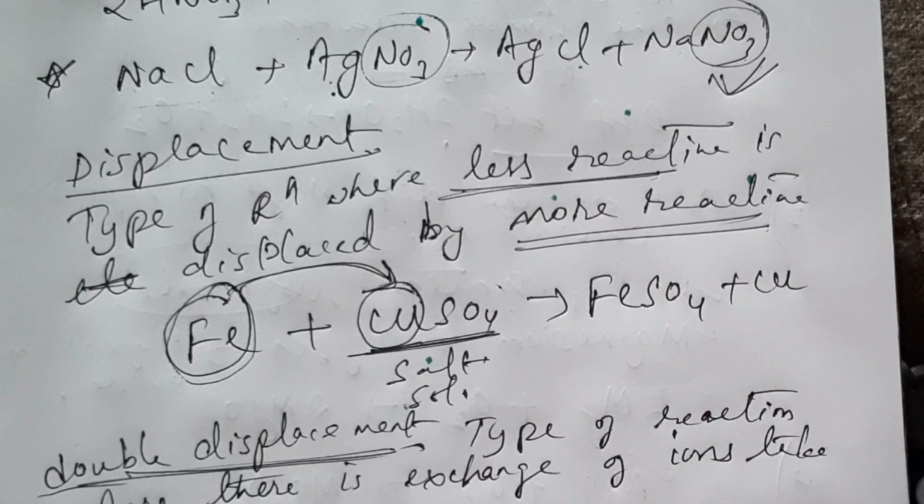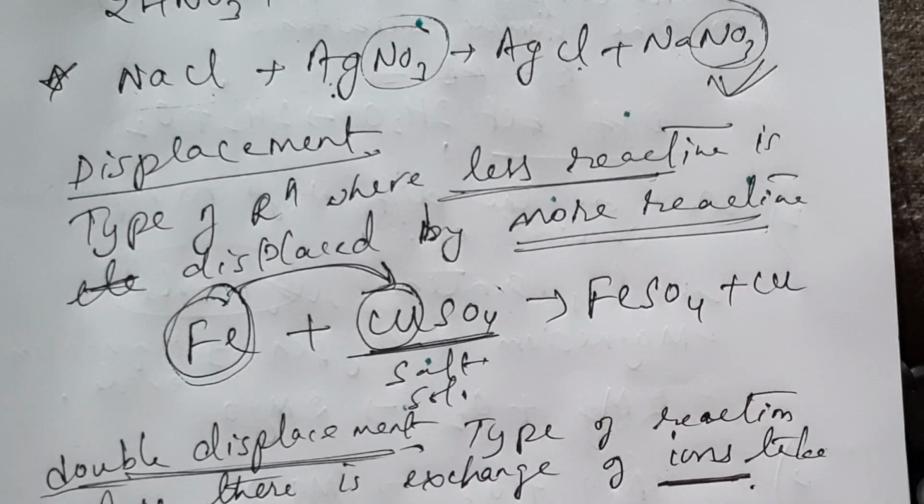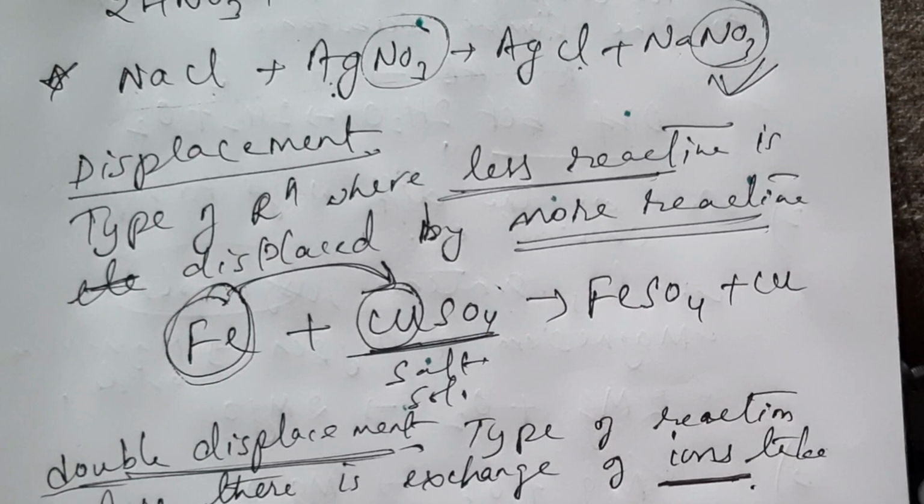So what is a double displacement reaction? The reaction in which there is exchange of ions. You need to mention this point. Exchange of ions taking place is called a double displacement reaction.